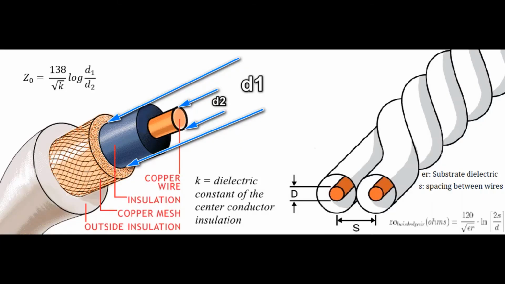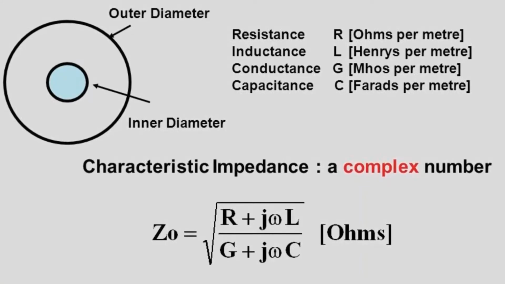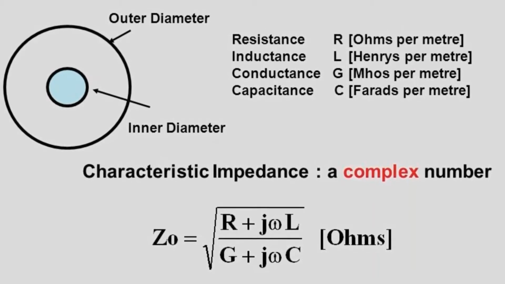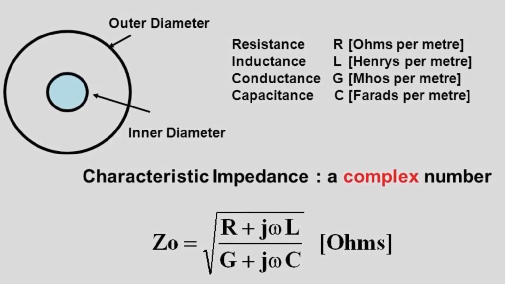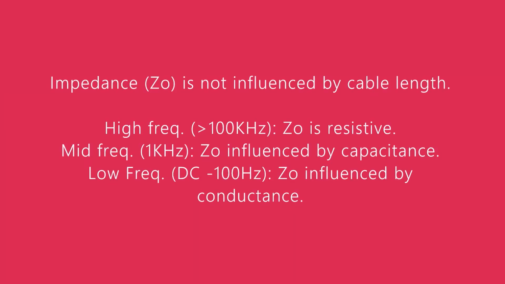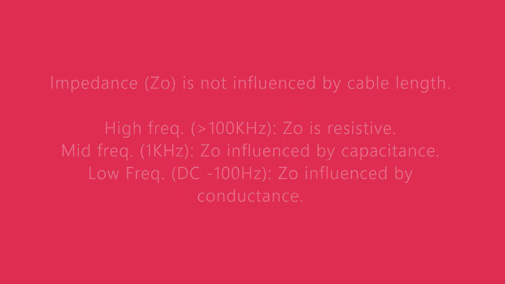We know that the impedance of any transmission line, be it a coaxial or a twisted pair, is determined by a couple of factors which include the resistance, inductance, conductance, and capacitance of the line per unit length. All of these characteristics are influenced by the frequency that is being transmitted.